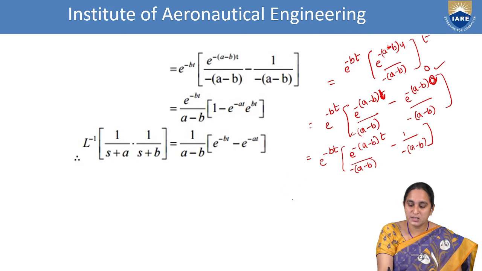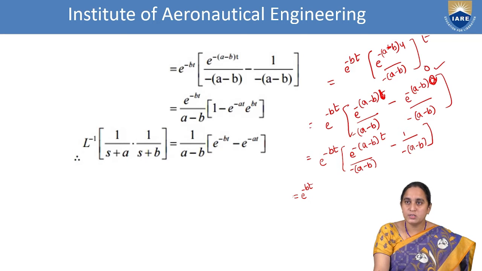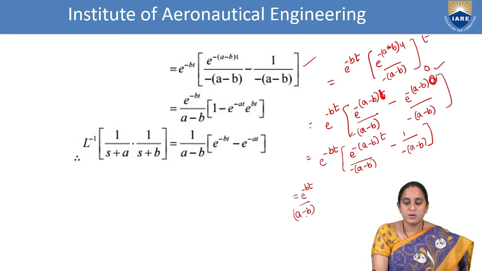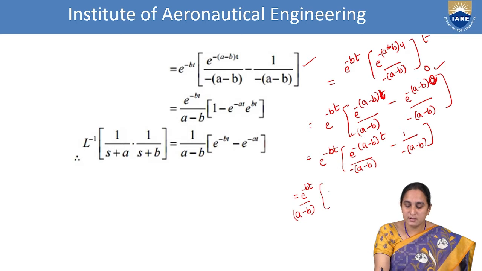Therefore, that is e power minus bt into, here what is common? I'll take a minus b as common. This is this step. After that, I'm taking a minus b common, and then the remaining part as 1 minus.